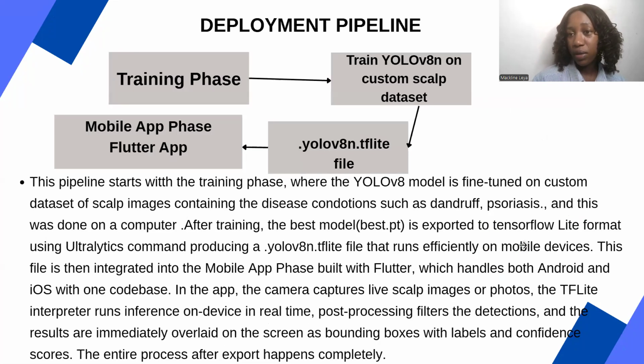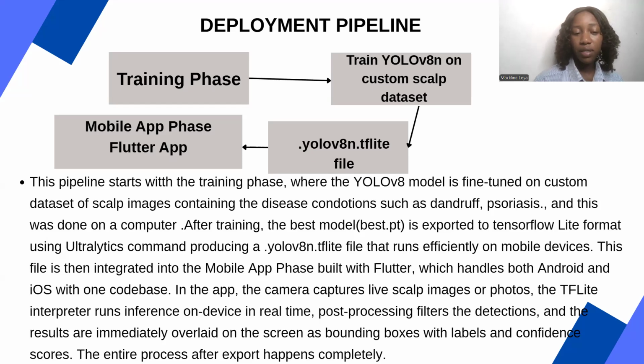So when we talk of the deployment pipeline, how did we do the deployment? First of all, we had the training phase where we trained our model with the YOLO format. Then afterwards, we had to get the best model that we saved, that is the one we saved as best.pt. Then afterwards, we fed it with the dataset. Then we got a .tflite file, and it is that file that we had to feed into the mobile app.